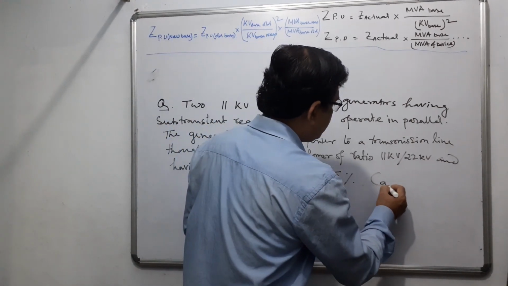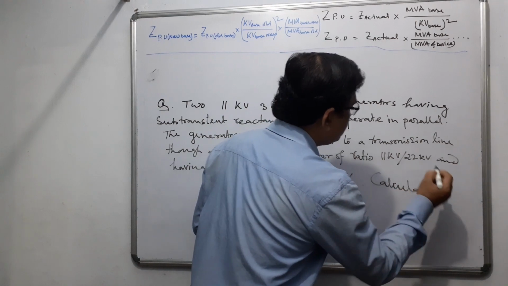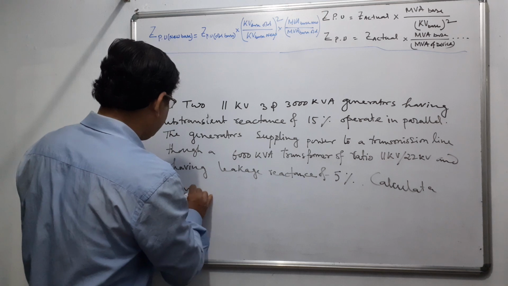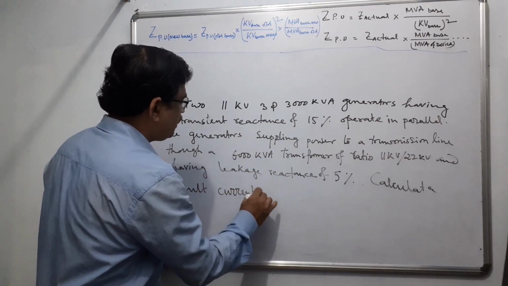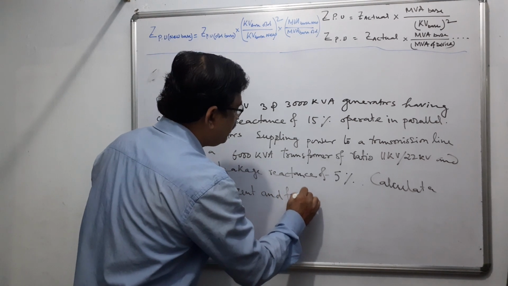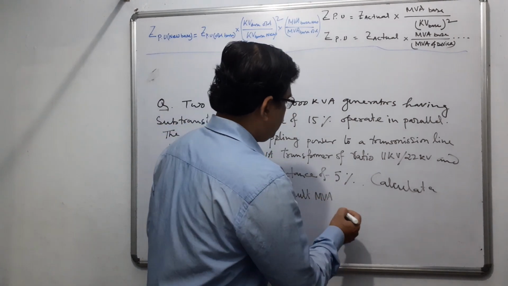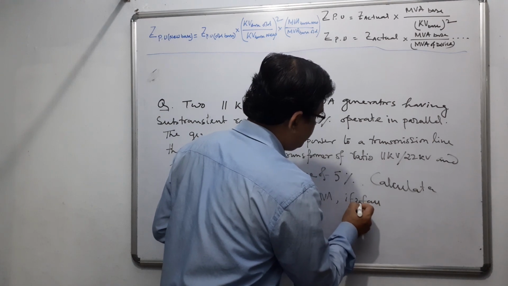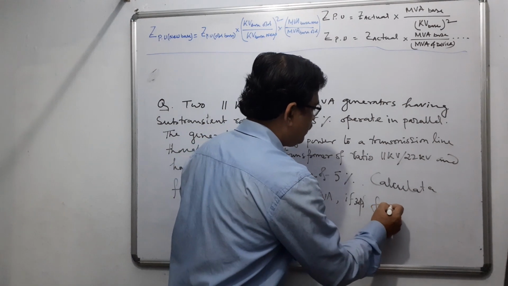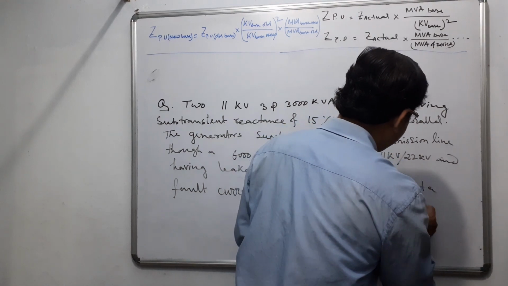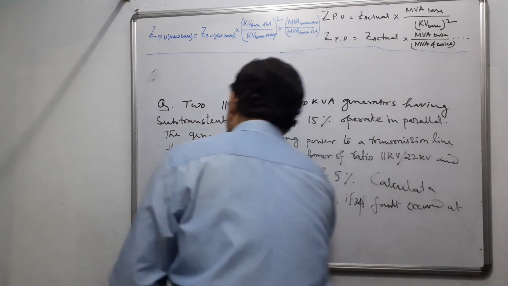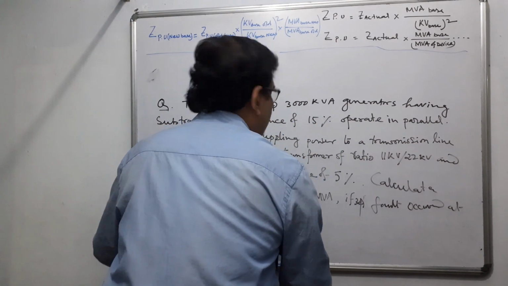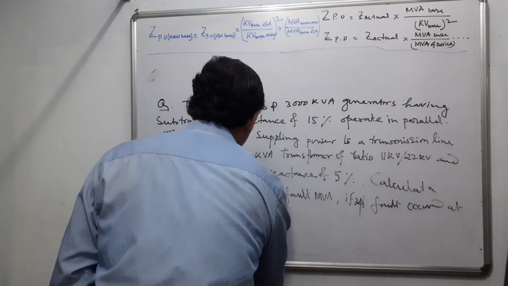Now calculate fault current and fault MVA, that means fault power, if a three-phase fault occurs at the LT and HT side.